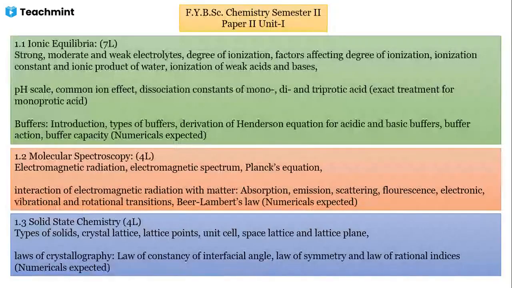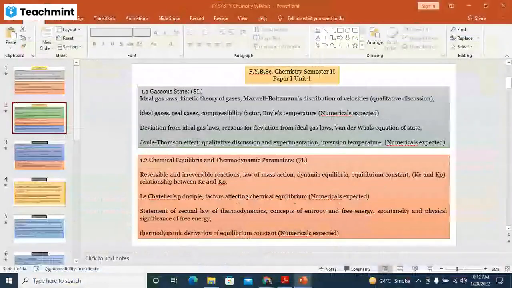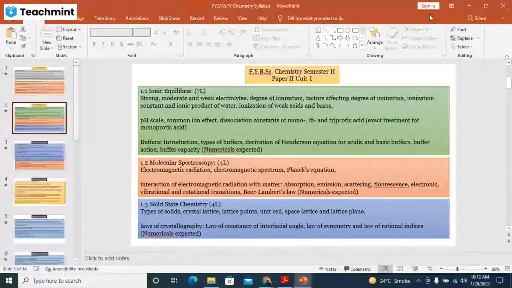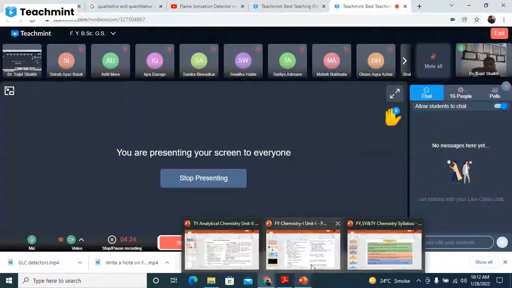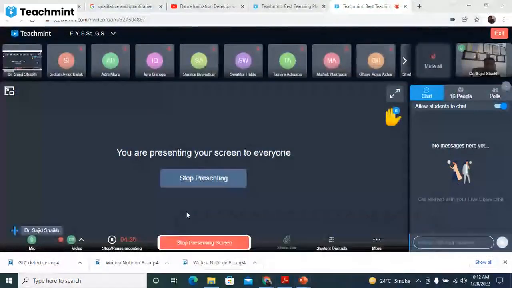This is your syllabus for this particular semester 2, for paper 1 and paper 2. We will start with paper 1.